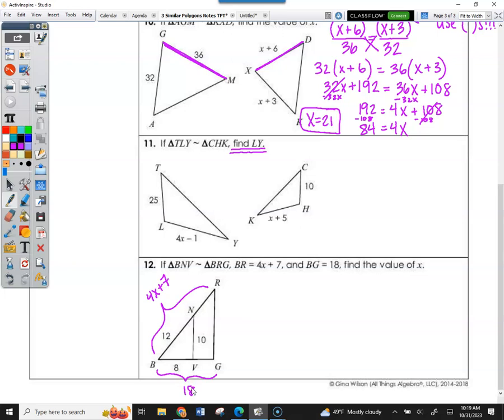How many triangles do you see in this picture? 2. One's embedded within the other. So it might help to draw the two triangles separately. You've got B, N, B, and then you've got B, R, G. It might help to draw them separately, label them as you see it, and then set up your proportion.